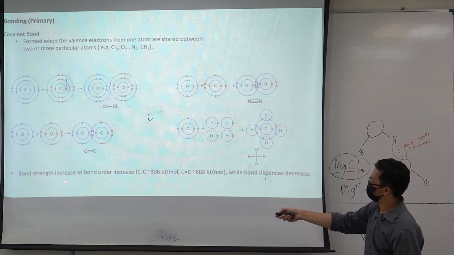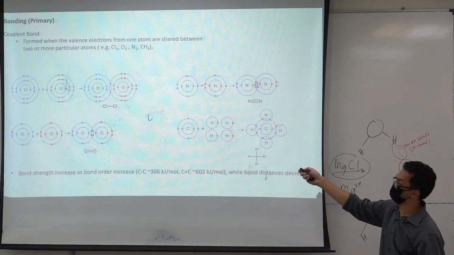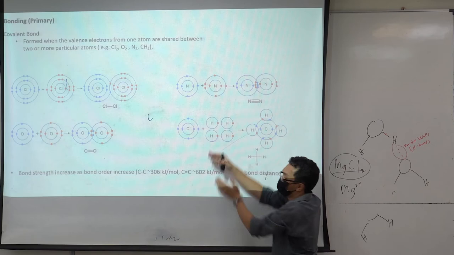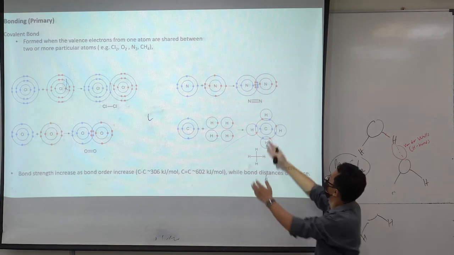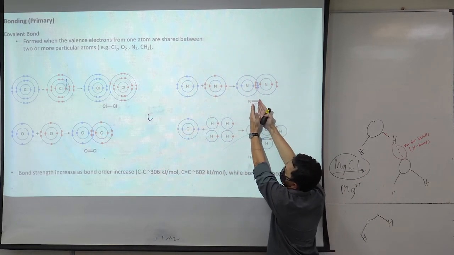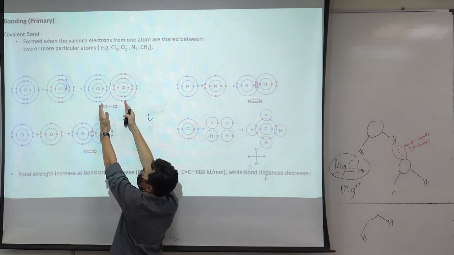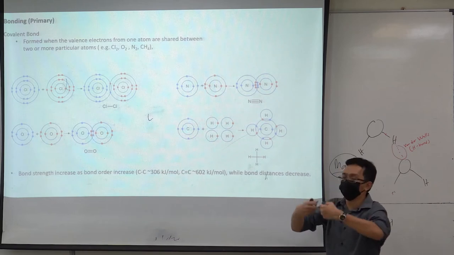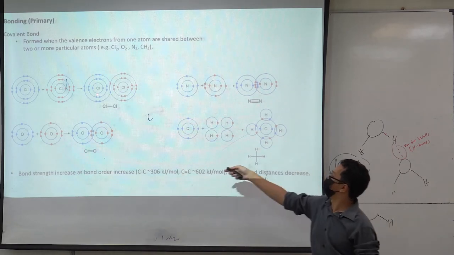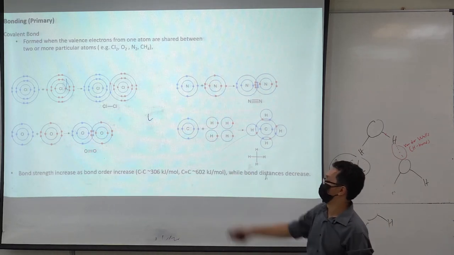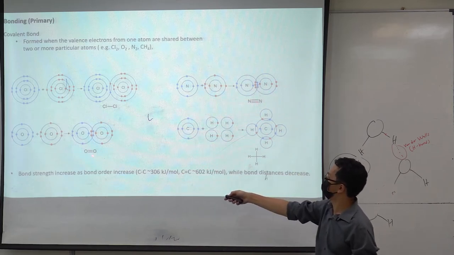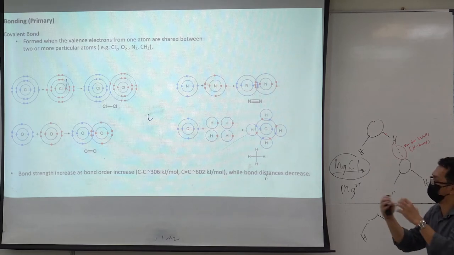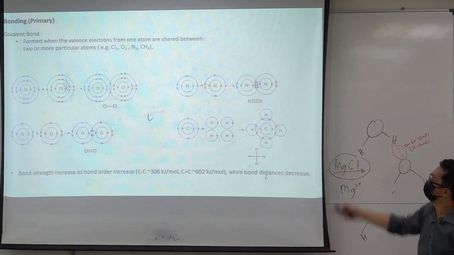So the bond strength increases as the number of bonds increases, while the bond distance decreases, meaning that this is shorter. If you calculate, this N2 bond is shorter than this, and it is more strongly attracted. So this is shorter than this, this is shorter than this. But this is stronger than this, this is stronger than this. So that's what it means here. Bond distance is just the distance between this and this.